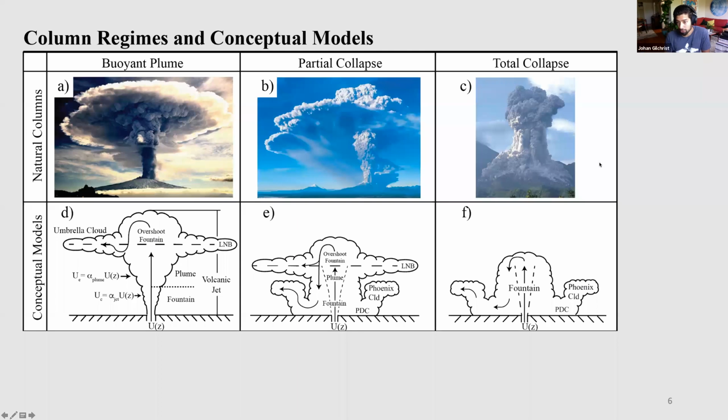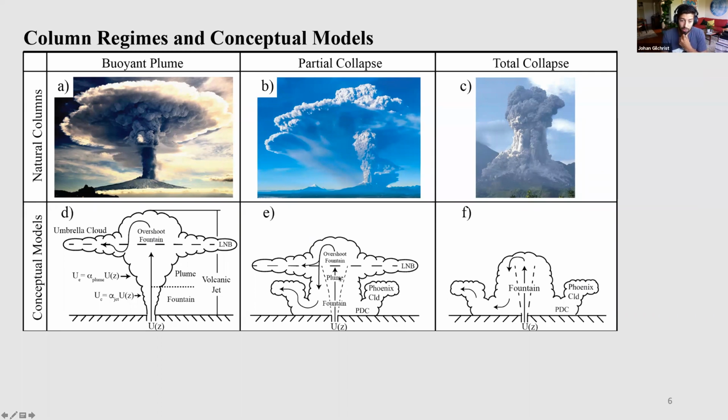The other end-member regime I'm going to introduce is the total collapse regime. So let's say we have our erupted mixture rise above the vent and it exhausts its momentum before it can go through a buoyancy reversal. In this case, it's going to collapse back down to Earth to generate ground-hugging pyroclastic density currents, and phoenix clouds lofting, elutriating fine ash from these currents can rise above PDCs to spread at some height in the atmosphere.